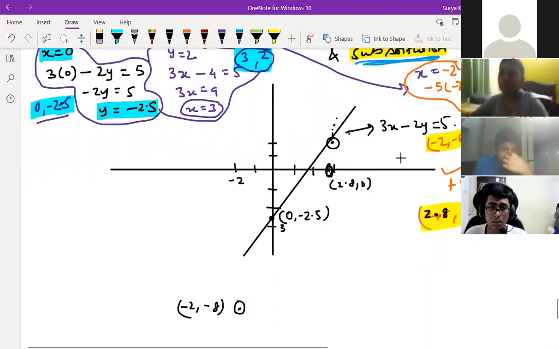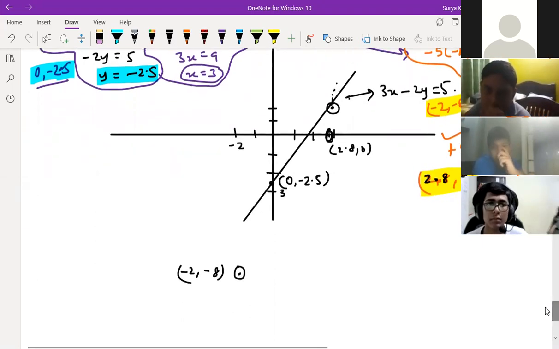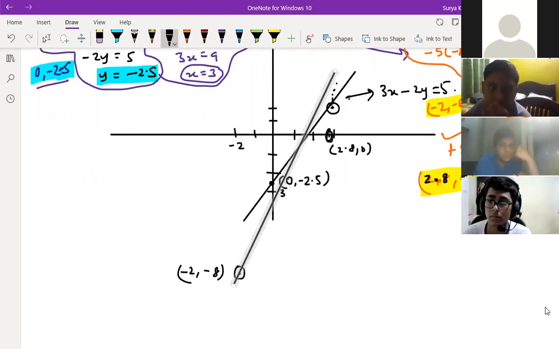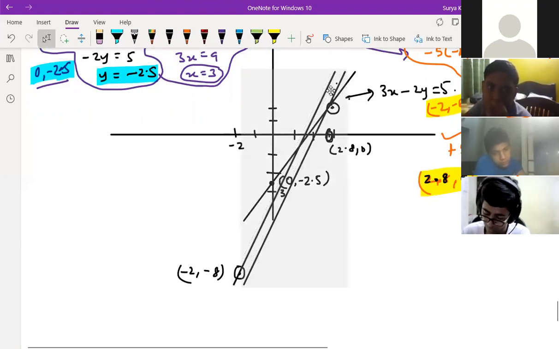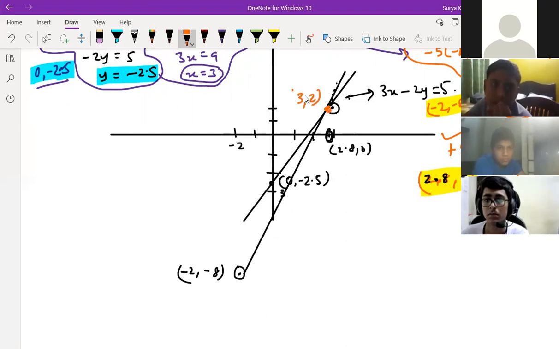Sir, one question. Yeah, one minute. Let me draw this line, then I'll tell you the question. This point should match. So this point I have drawn roughly. This point will match at 3 comma 2. So your answer is x is equal to 3 and y is equal to what? 2. Understood, children? So this is matching at 3 comma 2.